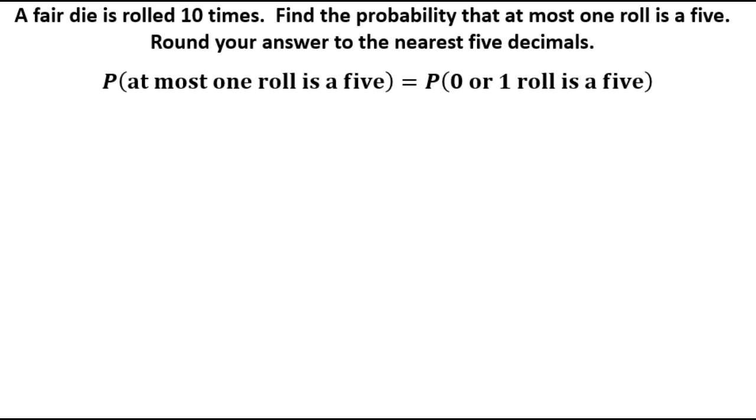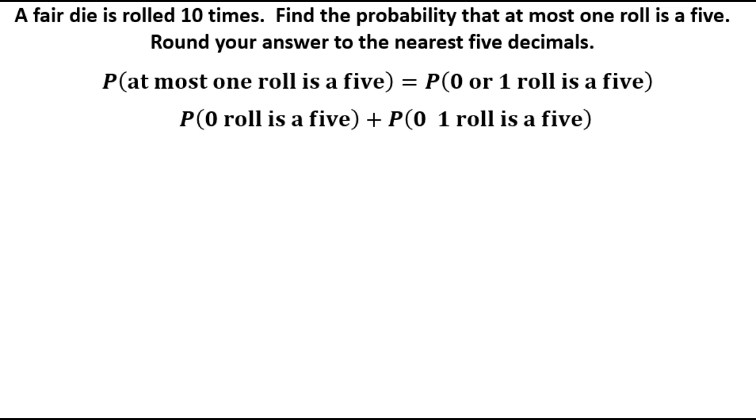Okay, and the way that we're going to do this, first we need to determine the probability that 0 rolls are a 5, and then the probability that 1 roll is a 5. We're going to add those two together. So for 0 rolls, we need to figure out our P's and our Q's for our formula. Our P is getting a 5. We need to find the probability of getting a 5. Q is going to be the probability of failure, or not getting a 5.